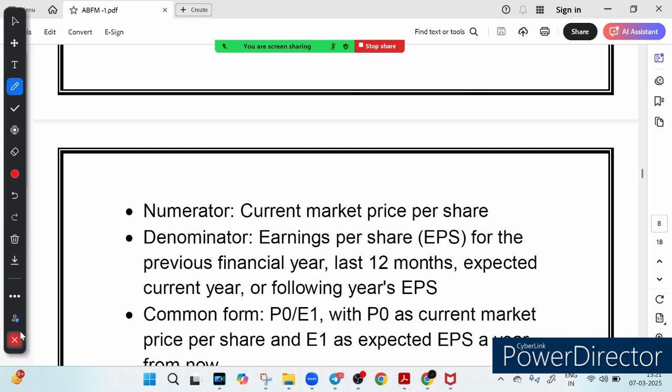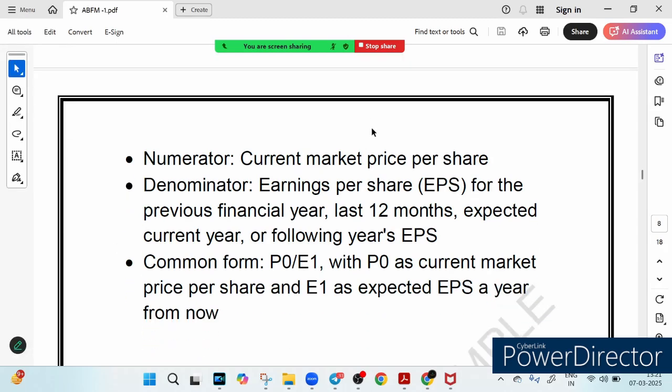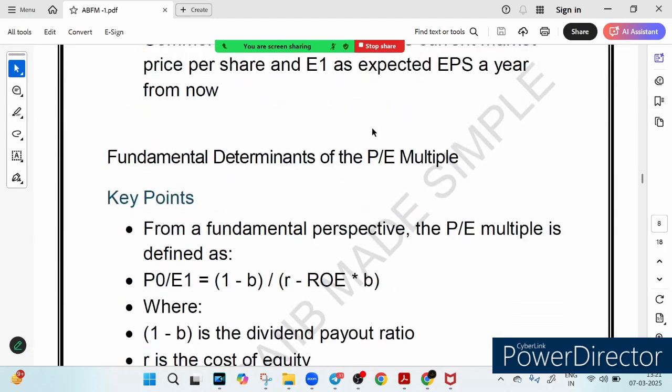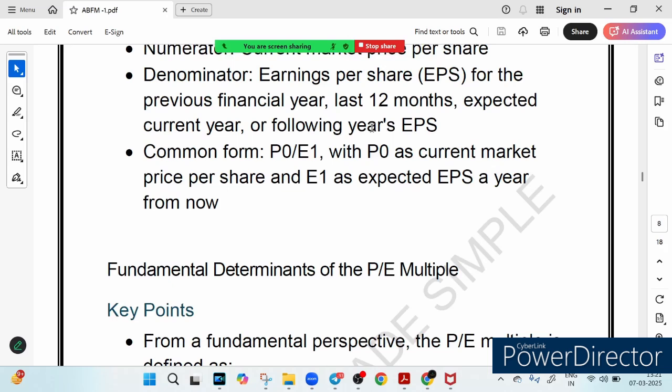Now why should you care about this PE ratio? So it helps compare stock, right? It helps you compare the stock. Just like checking laptop specs, it helps investors compare companies. It tells you if the stock is overpriced.